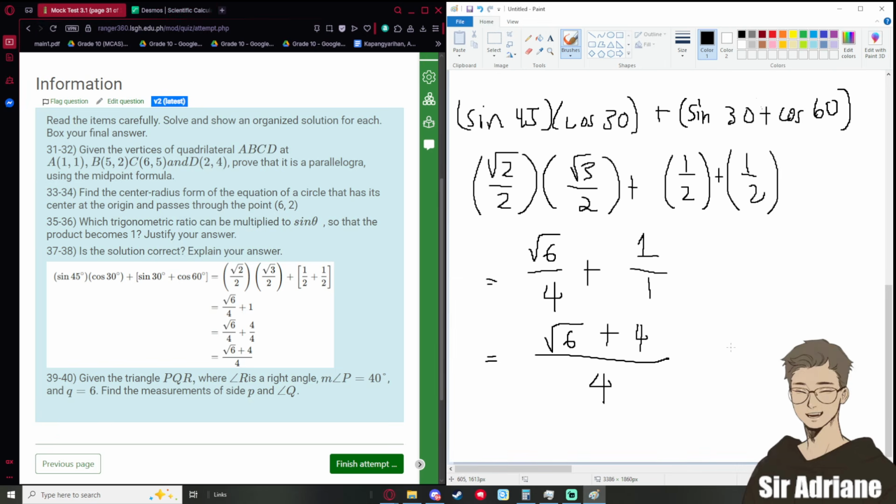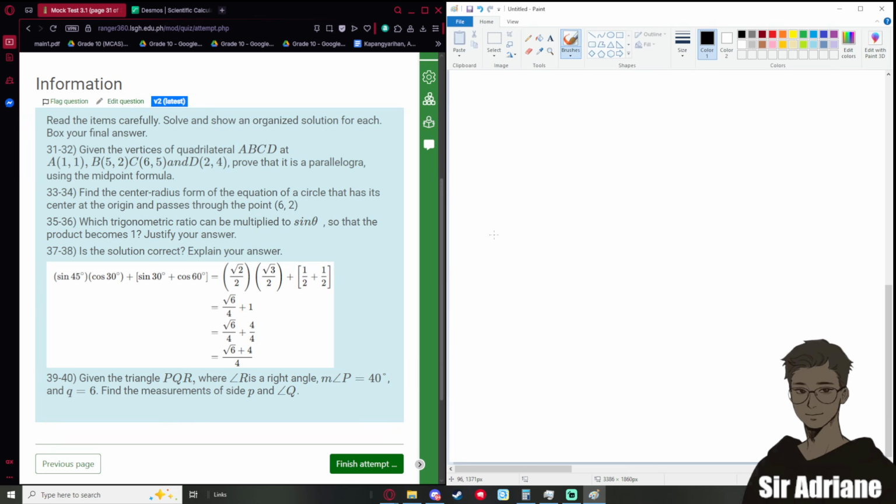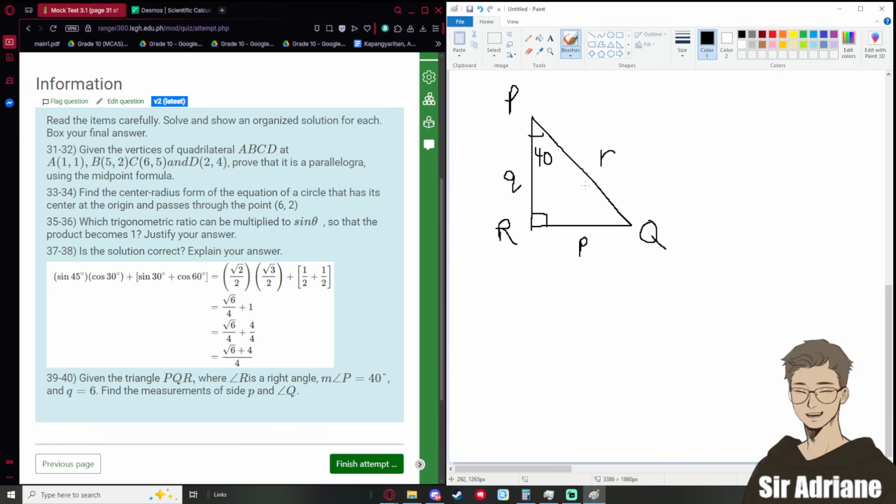And then finally, for number 39 to 40, we have the triangle PQR, where R is the right angle. So let's draw that. R. Okay, this is P and this is Q. And P is 40 degrees and Q is 6. So we name the sides based on their opposite angle. So this is side P, this is side Q, this is side R. And Q is equal to 6. Find the measurements of side P and angle Q.